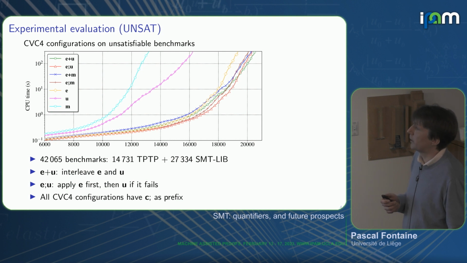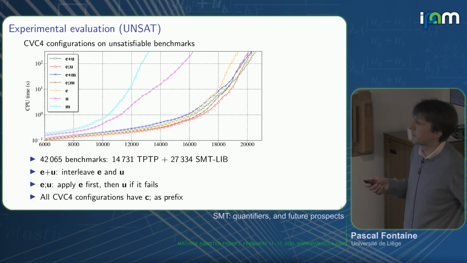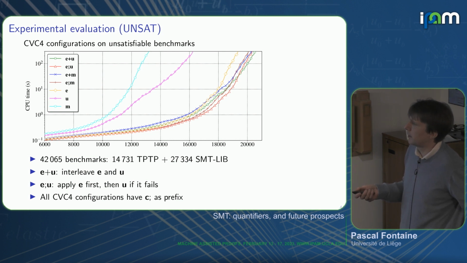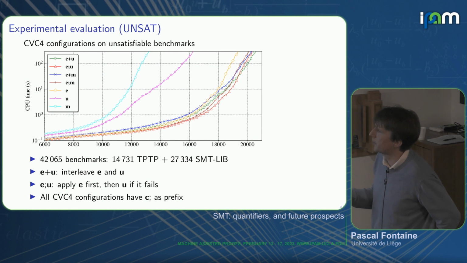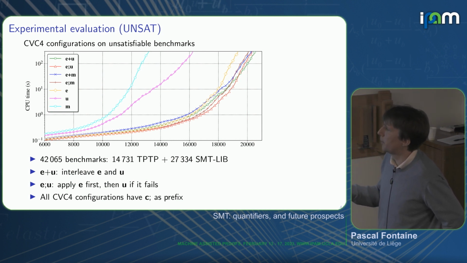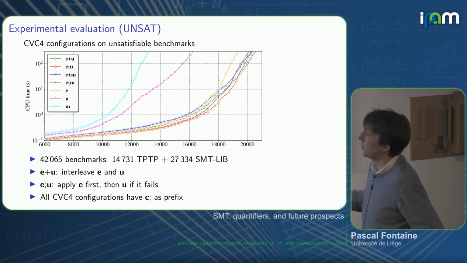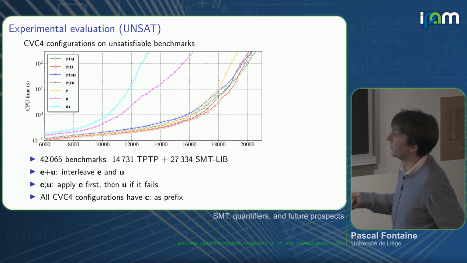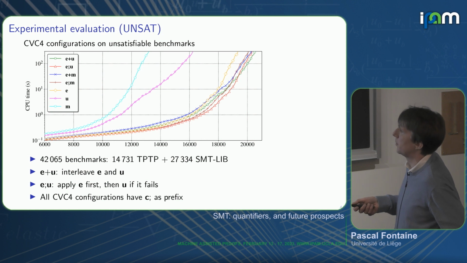Okay, so experimentally, what does it give? Again, thanks to Andy Reynolds in the CVC team for this. This is just pure model-based quantifier instantiation. This is enumerative instantiation. This is trigger-based instantiation. So you see, this is the number of problems we tackle within a certain amount of CPU time. So the lower the curve is, the better it is.